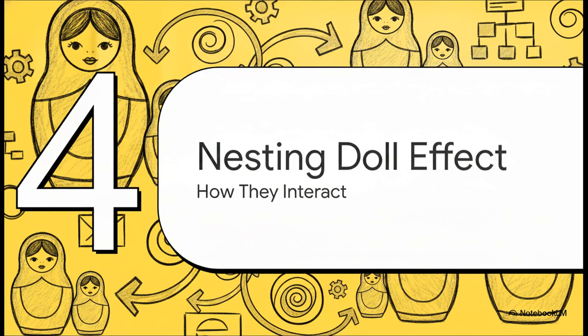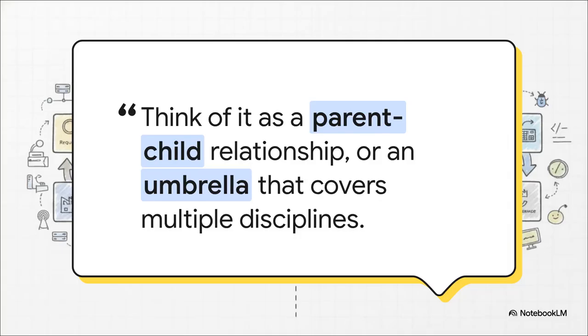That brings us to Section 4, the nesting doll effect. So the absolutely crucial point here is that the system SDLC is the overarching macro framework, and the software SDLC is actually a nested micro component right inside it. Think of it kind of like a parent-child relationship or an umbrella that covers multiple disciplines.